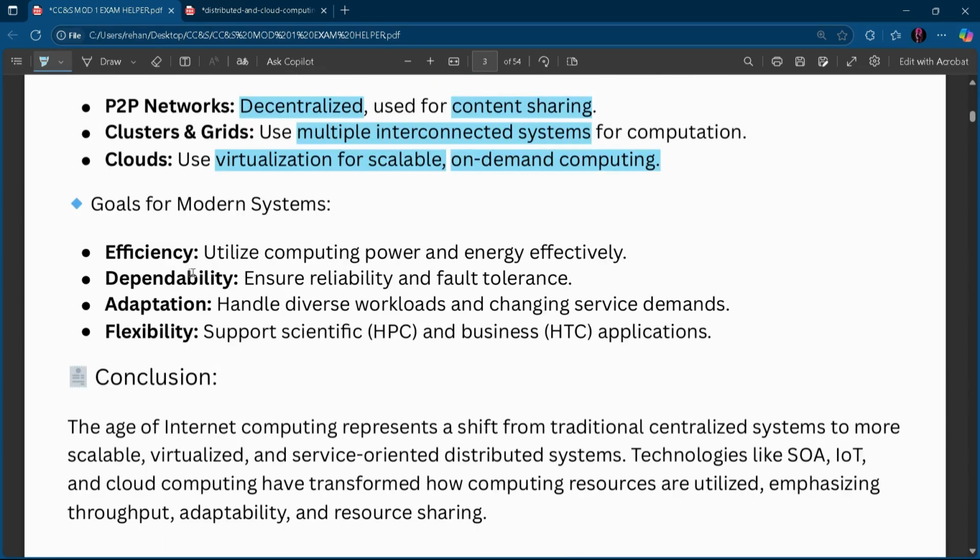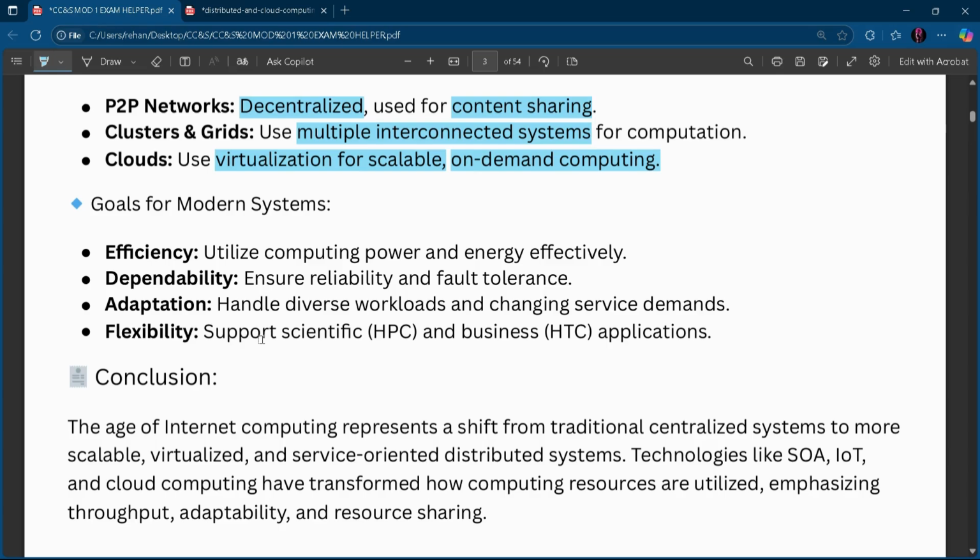Goal: efficiency, utilize computing power and energy effectively. Efficiency is about computational power, how well you're utilizing the CPU, and the energy, how well you're managing it. Dependability: how you can depend on the system, how reliable it is, how long it will run without giving any errors. Ensure reliability and fault tolerance.